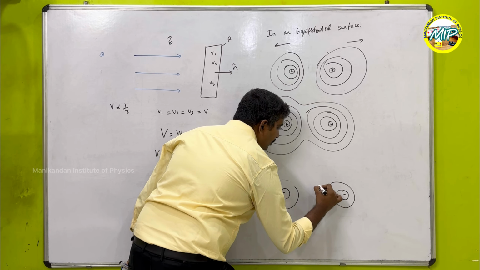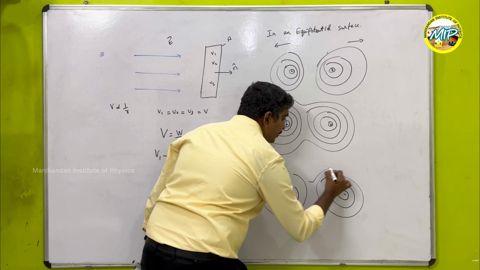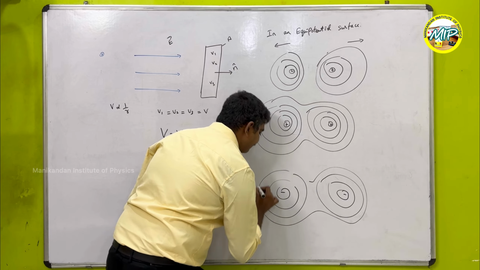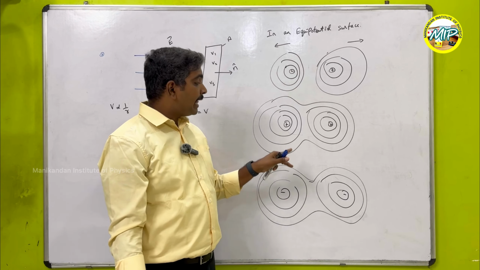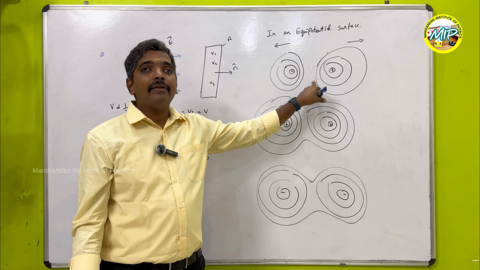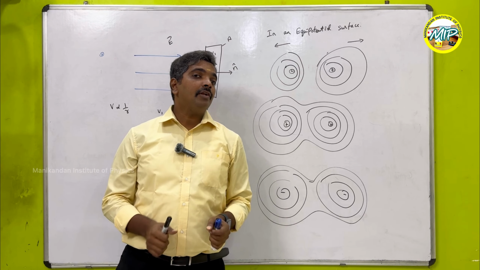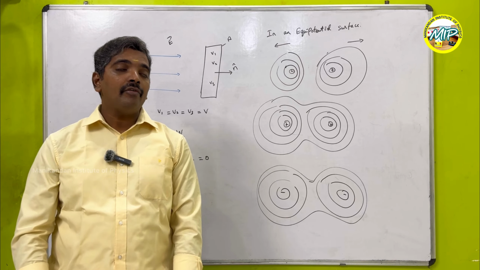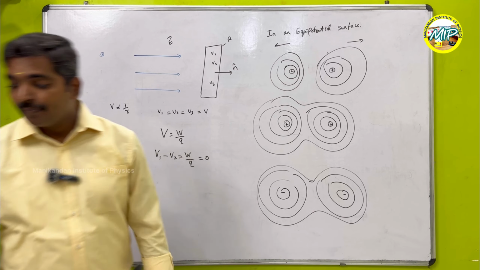this is also going to attract each other. So when you are placing like charges in an equipotential surface, they are going to attract. If you are placing unlike charges in the equipotential surface, they are going to repel. This is because the potential difference is 0. The potential throughout the surface is going to be uniform, right?